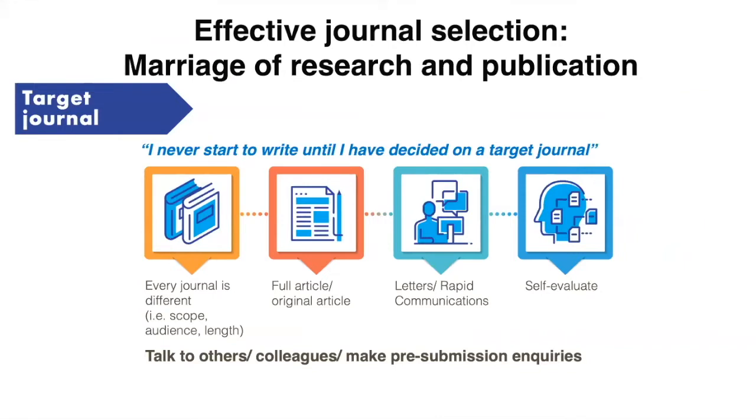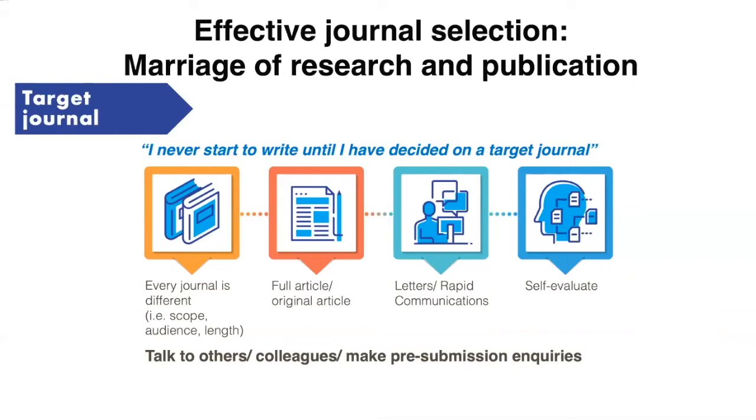Next stage then is to think about where you can publish it. Effective journal selection is a marriage between research and publishing. And really, many successful academics don't start to write until they've decided on a target journal. That's an important point. Thinking about your target journal is the first step towards impactful publishing, the first step towards planning your article for publication in a high impact journal.